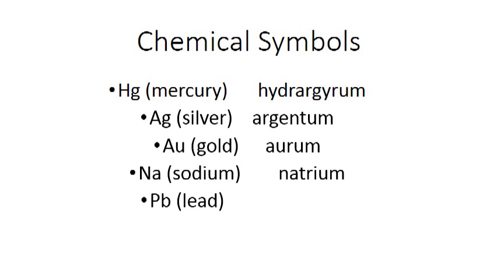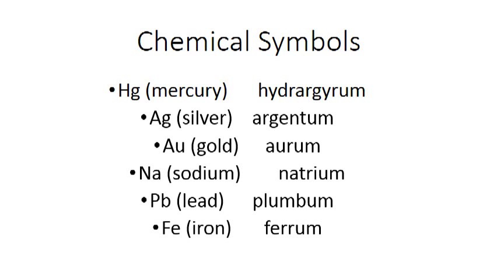Pb is lead, and the Pb comes from plumbum, which is Latin for lead. Or actually, sorry, that's not Latin for lead, it's Greek for lead. And the Greeks used to use lead to make their pipes. And that's also where we get the word plumber from. And last example is Fe, and that's iron's symbol. And Fe comes from ferrum, which is Latin for iron.